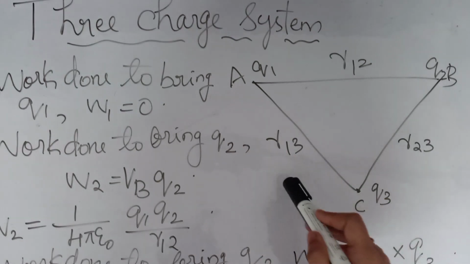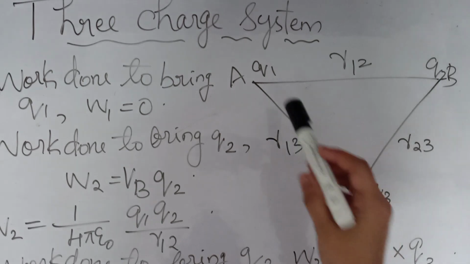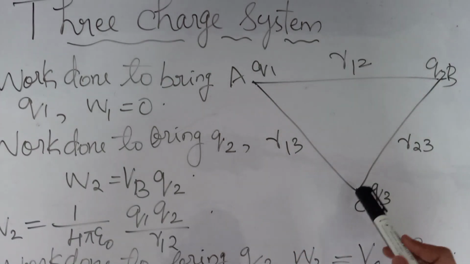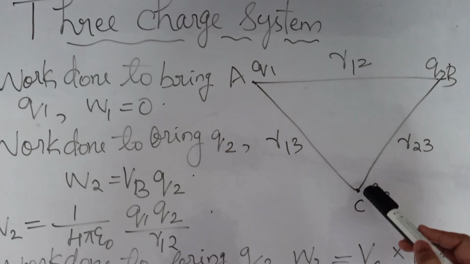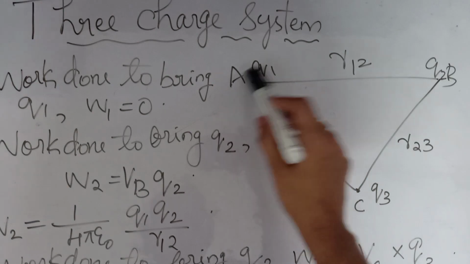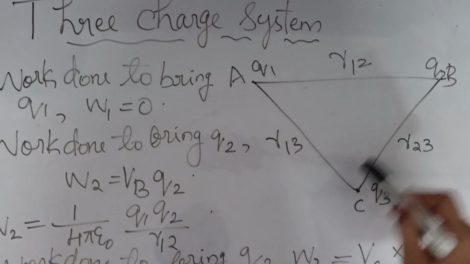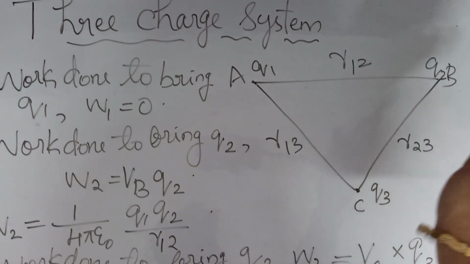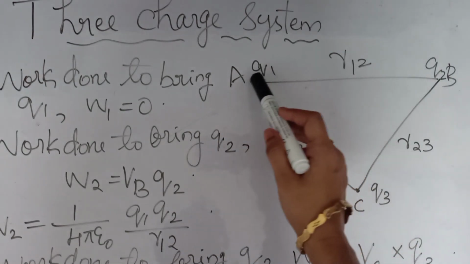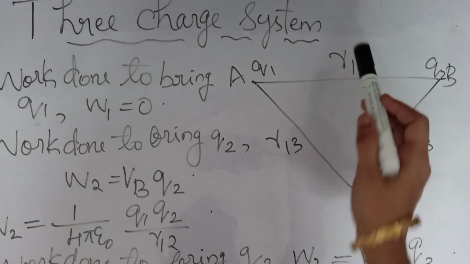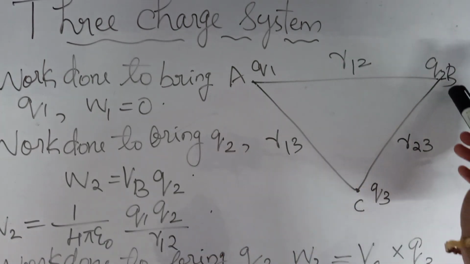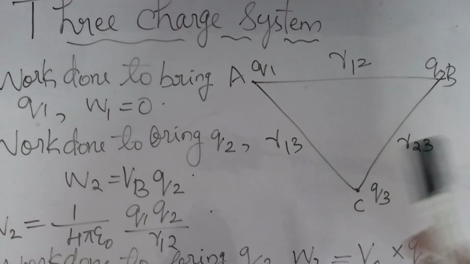Okay, now we can find the equation for potential energy. Here we are considering three charges, that is Q1, Q2 and the third charge anywhere we can keep. So here I just kept this Q3 and we name it as A, B and C. This is in the form of a triangle. It doesn't matter, at any shape we can give this. And the distance between these two charges Q1 and Q2 is R12, between Q1 and Q3 is R13 and the distance between Q2 and Q3 is R23.